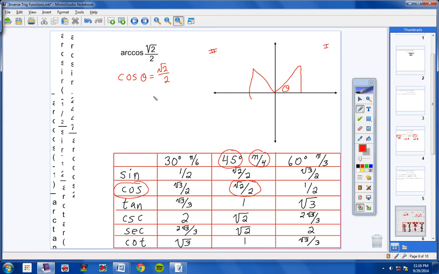So there we go. We have the answer. In the first quadrant, we would go ahead and write 45 degrees, or pi over 4. Either one of those two would be acceptable, okay? And there we go. Okay, moving on. Let's go ahead and try another problem here.